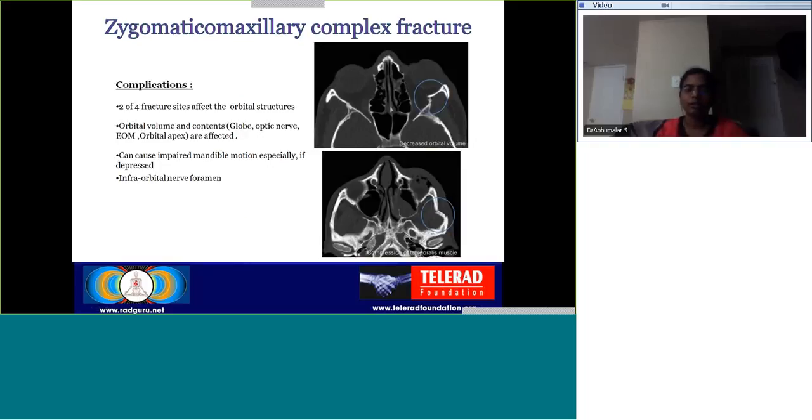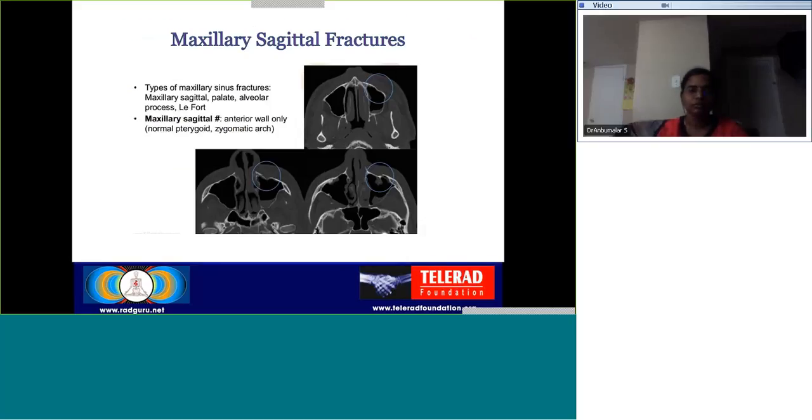So the complications of this zygomatic complex fracture: out of 4 fracture sites, 2 are in the orbit. So the orbital contents like globe, optic nerve, extraocular muscle, and orbital apex are affected. And if the zygomatic arch has a comminuted fragment and the fragment is impinging on the mandible, then the patient will have trismus and the masseter origin will be impinged. Then, as I already mentioned, this fracture will injure the infraorbital canal, and the infraorbital nerve is most commonly injured.